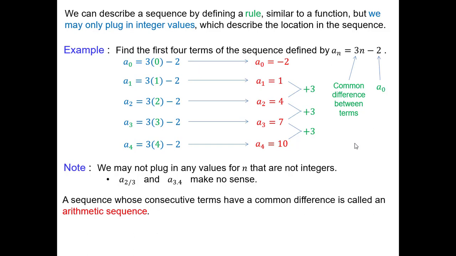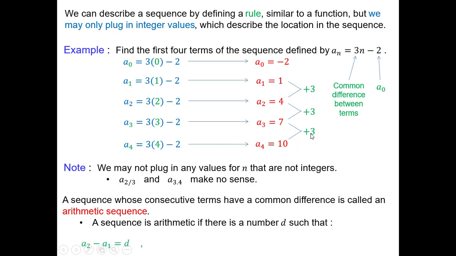So any sequence whose consecutive terms have a common difference, like this particular sequence here, is referred to as an arithmetic sequence, and that common difference is called D. So in this case, D is 3, but to find that, we would simply subtract any two subsequent terms. So A2 minus A1 would be 3, but so would A3 minus A2, that should also be D. A4 minus A3 should also be D.